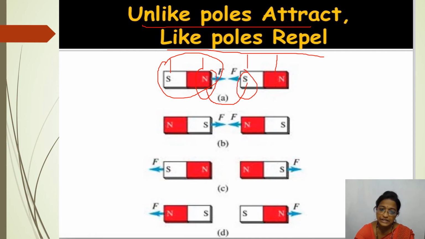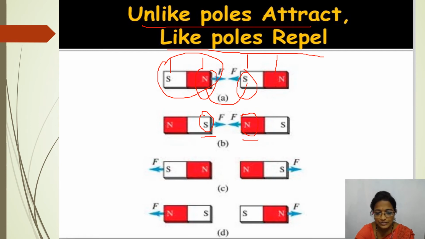Now just reverse it. You take here south and here you take north. Now does it attract or repel? Yes, again it attracts. Why? Here is south and here is north. Again they are unlike poles, isn't it? So these two unlike poles will again attract.